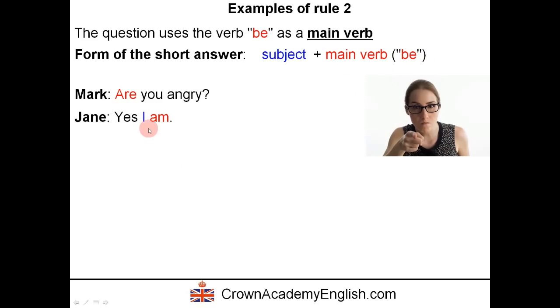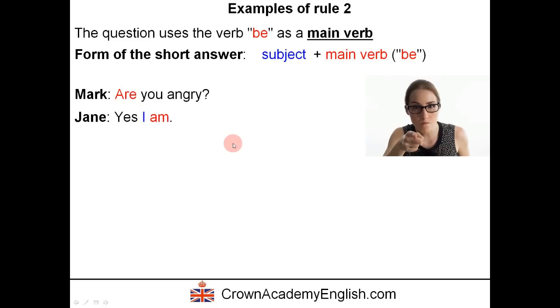Yes, I am. Okay? So yes, I, followed by the verb be in the correct form. The subject is I, so the verb be is am. And again, very, very important, we only use the full form when the answer is yes. So it's yes, I am. We don't say yes, I'm. We don't use an apostrophe here.